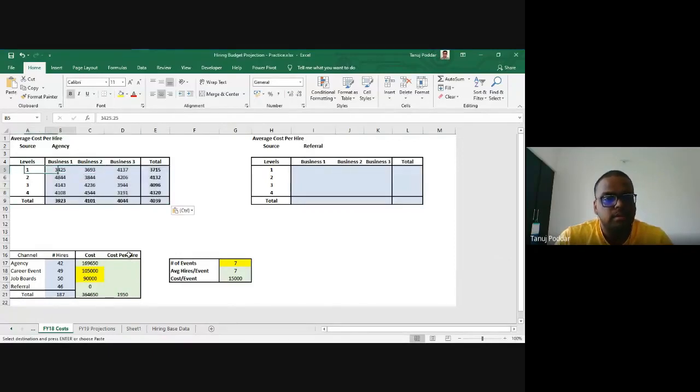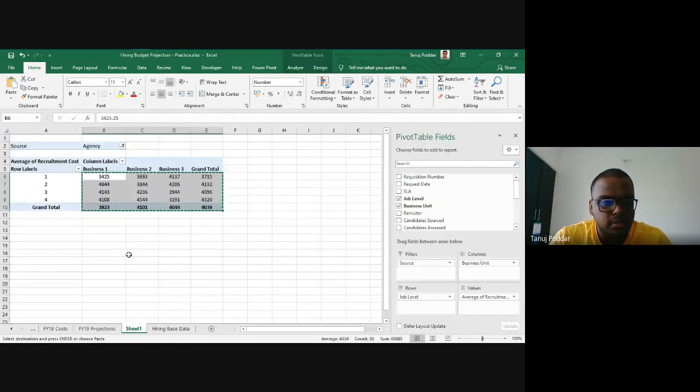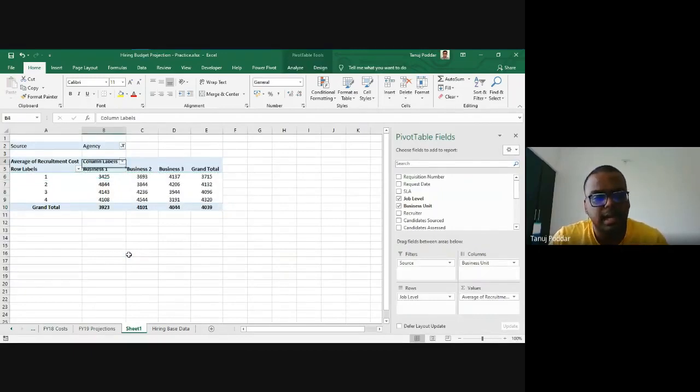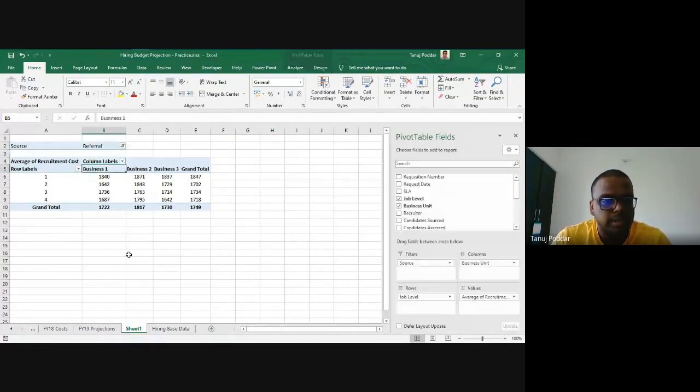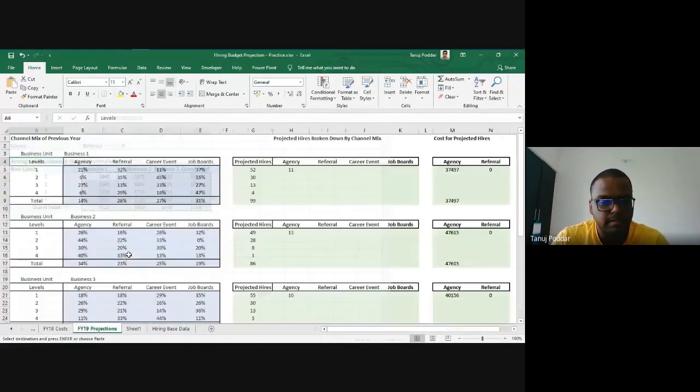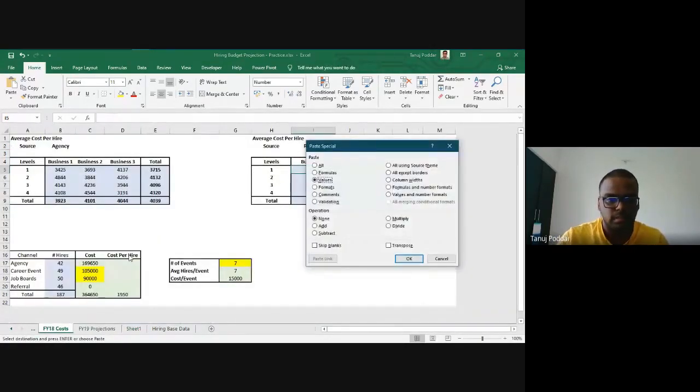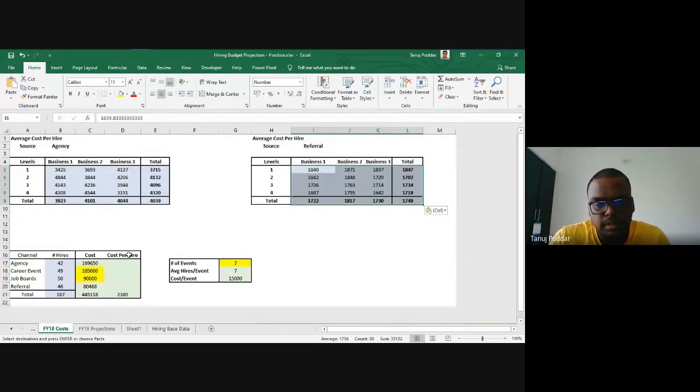Okay. Now, similarly, if I have to calculate the cost for referrals, all that I need to do in this particular sheet, because I already have the average cost, is click on choose referral on the top, right? So by choosing referral, I will get the average cost for each person that I've had through the referral source. Okay.